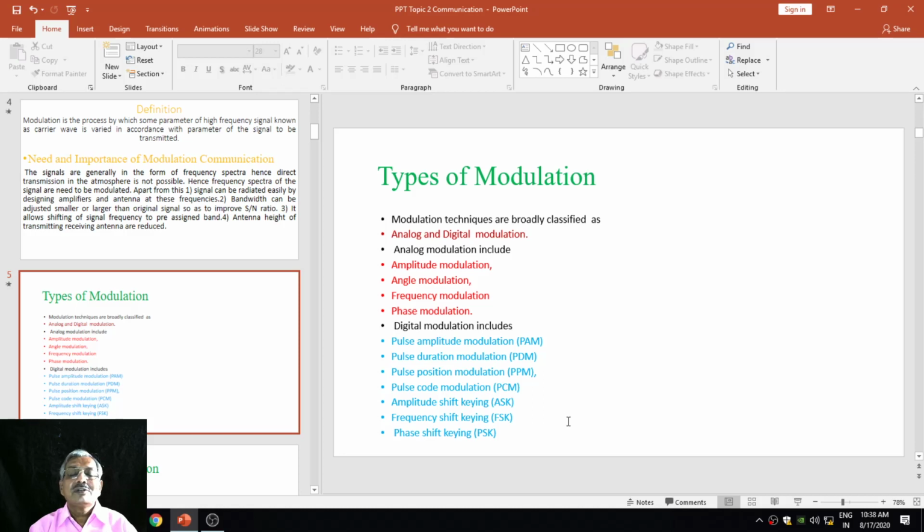Friends, today we stop here only. The rest of the aspects, that is, the details regarding the first type of modulation known as amplitude modulation, we are going to start in the next period.